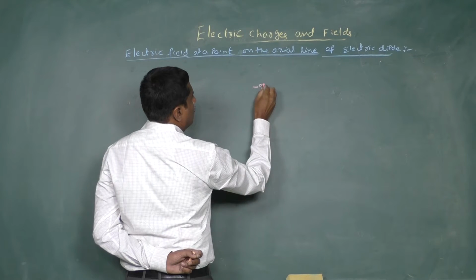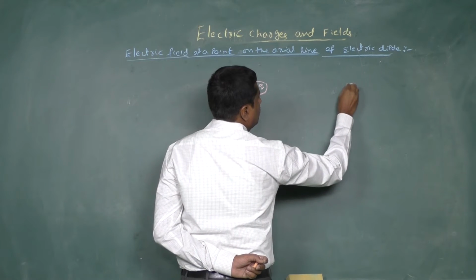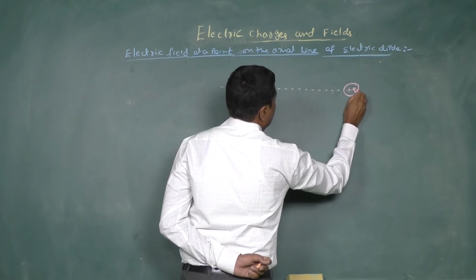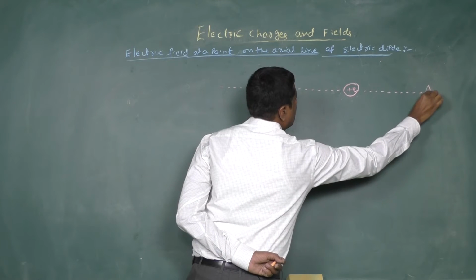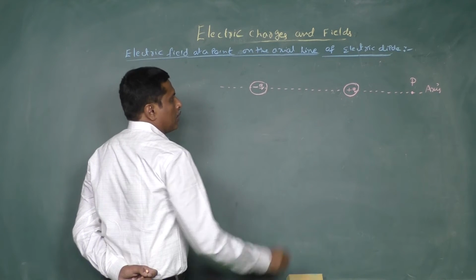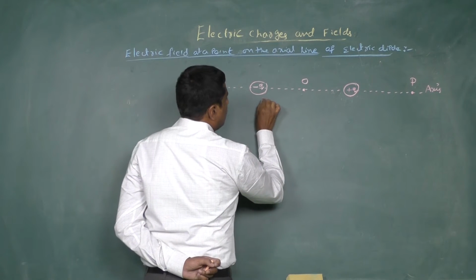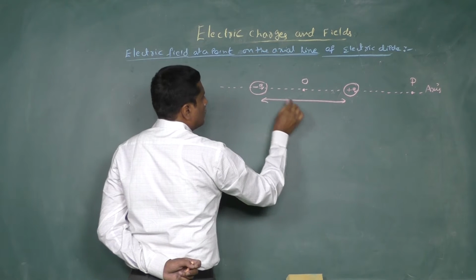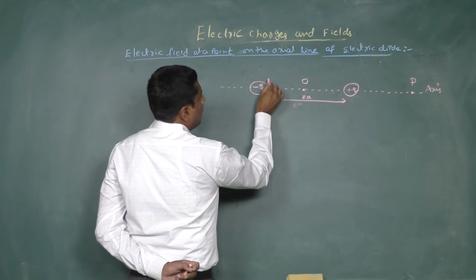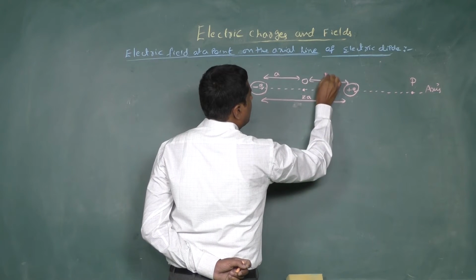So this is the negative charge minus Q and this is the positive charge plus Q. This is the axis of the dipole. Consider a point P and this is the center of the dipole, that is O, and the distance between these two charges is taken as 2a. This distance is a, and this distance is also a.